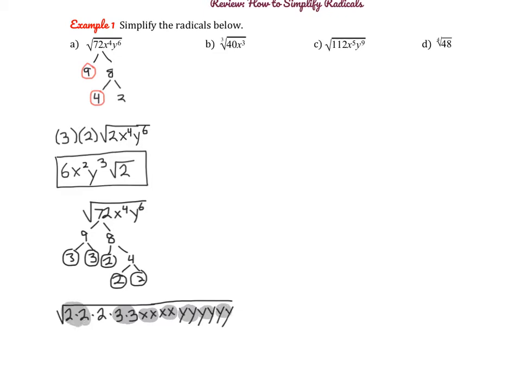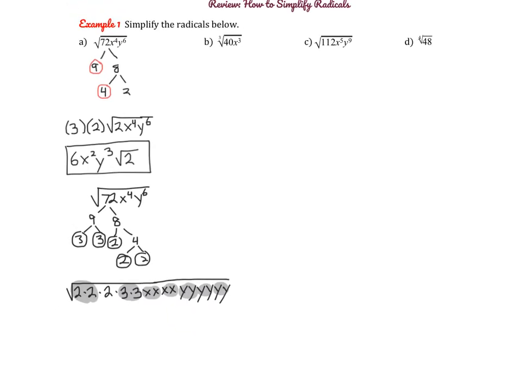For each pair of numbers, one of those numbers is going to, I like to say, move or escape out to the front. So we have a 2 times a 3 times x times x times y times y times y, and then what we have left is 2. You'll notice that we get the same exact answer that we got above: 6x squared y cubed root 2. A different way of doing it, definitely a little more time consuming, but still just as effective.